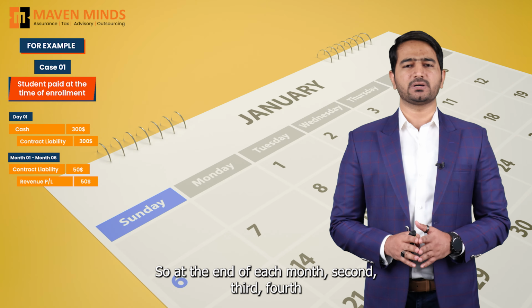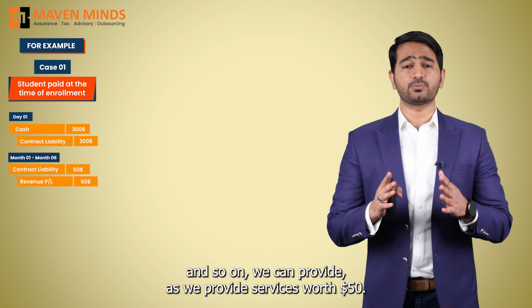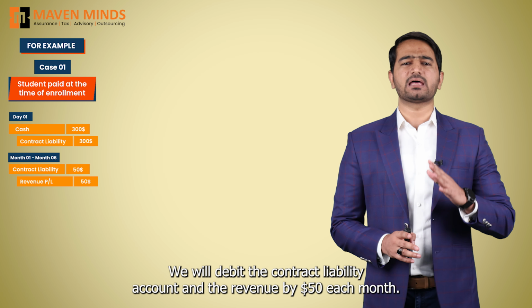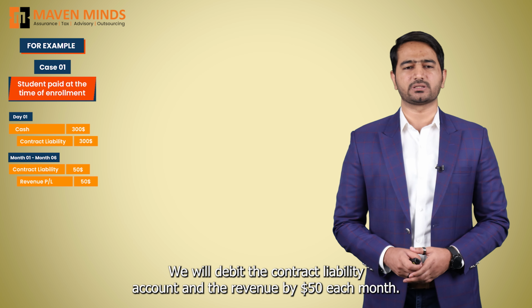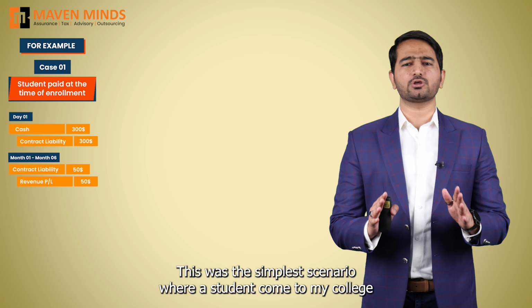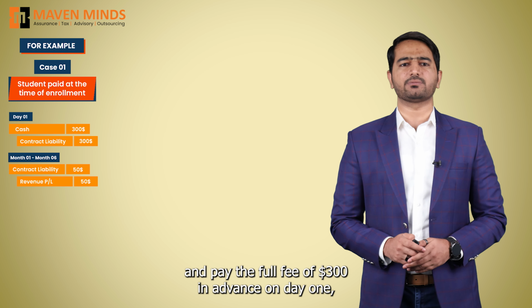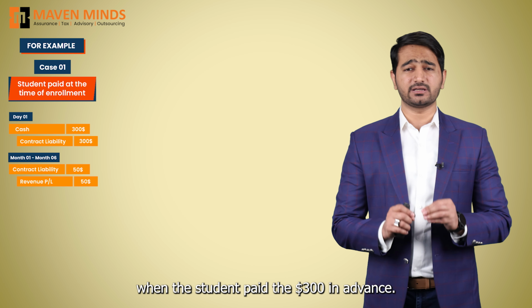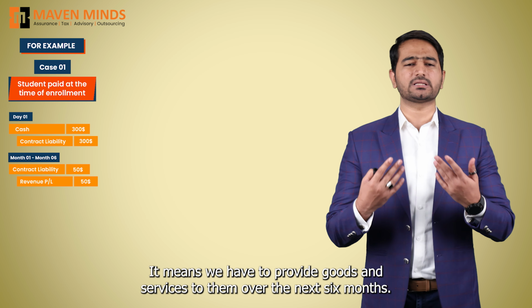So at the end of each month, second, third, fourth and so on, as we provide services worth $50, we will debit the contract liability account and credit the revenue by $50 each month. This was the simplest scenario where a student comes to my college and pays the full fee of $300 in advance on day 1. When the student paid the $300 in advance, it means we have to provide goods and services to them over the next 6 months.